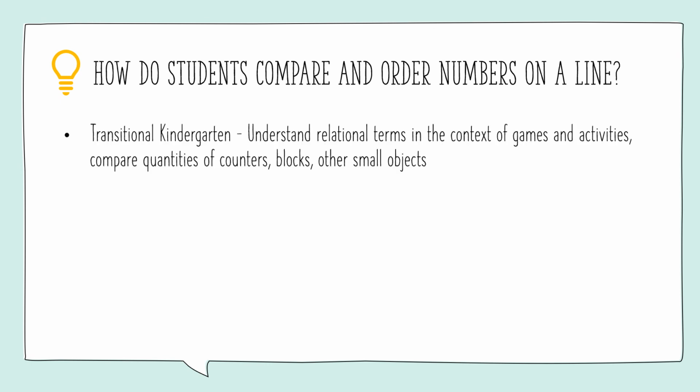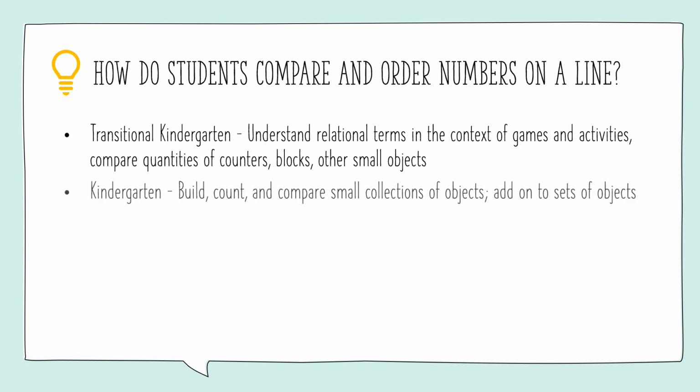Transitional kindergarten. Understand relational terms in the context of games and activities. Compare quantities of counters, blocks, or other small objects. Kindergarten. Build, count, and compare small collections of objects. Add on to sets of objects.